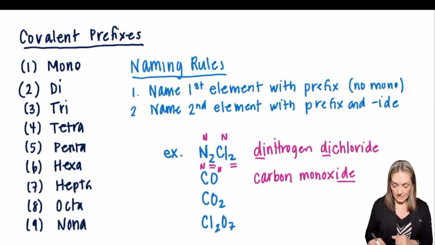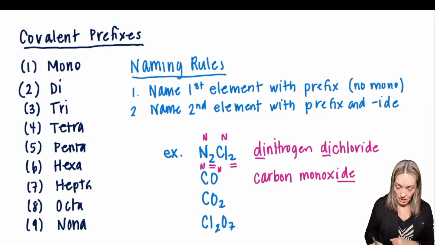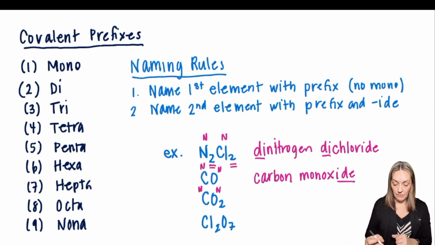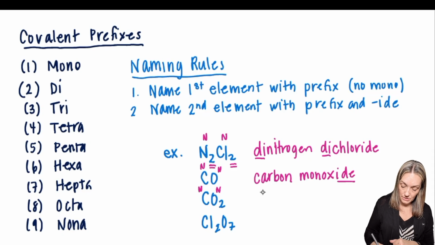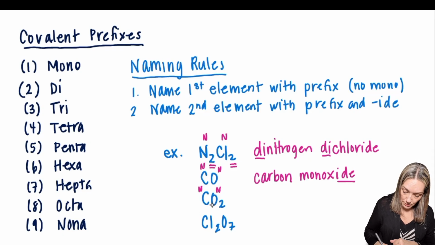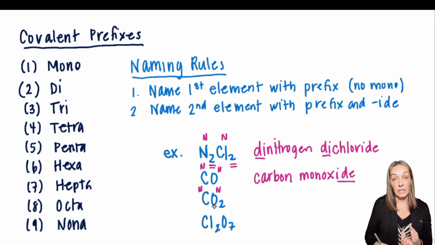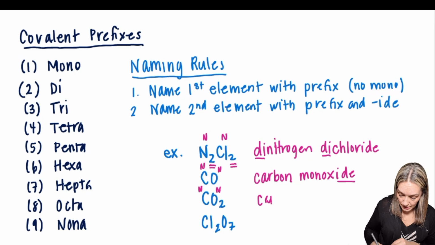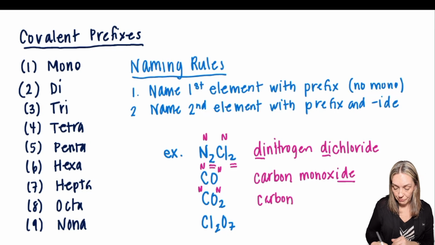Let's take a look at another example. CO2. Again, I'm going to start by identifying that they are both nonmetals. Once I've identified they're both nonmetals, I'm going to name the first element and indicate how many with a prefix. This time there's only 1 carbon again, so we do not use mono on the first. I'm simply going to name this carbon.